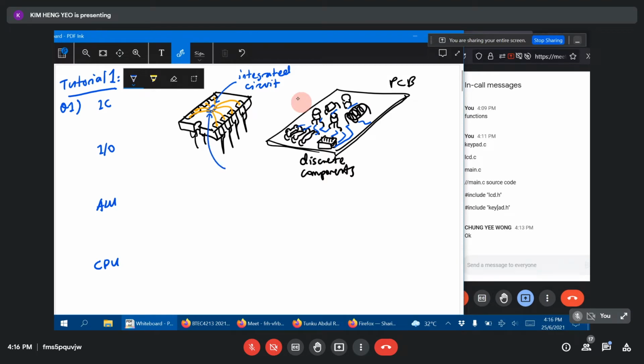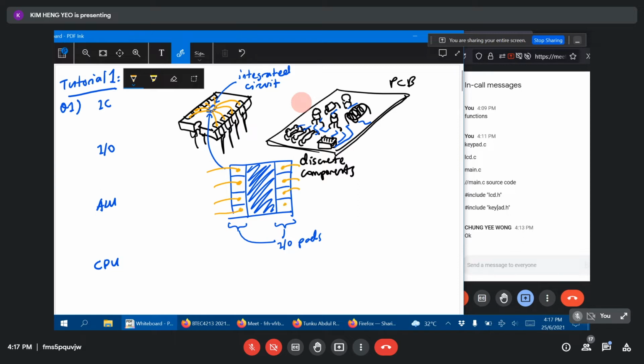Now this guy, you draw it bigger. It looks like that. So this is your circuit, and these are your I/O pads. The I/O pads are very big because that's where you will solder these wires. Of course, you can't solder it by hand.